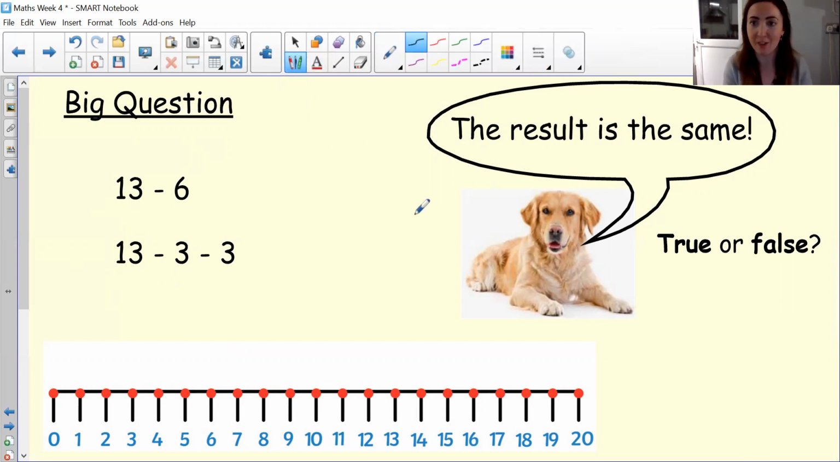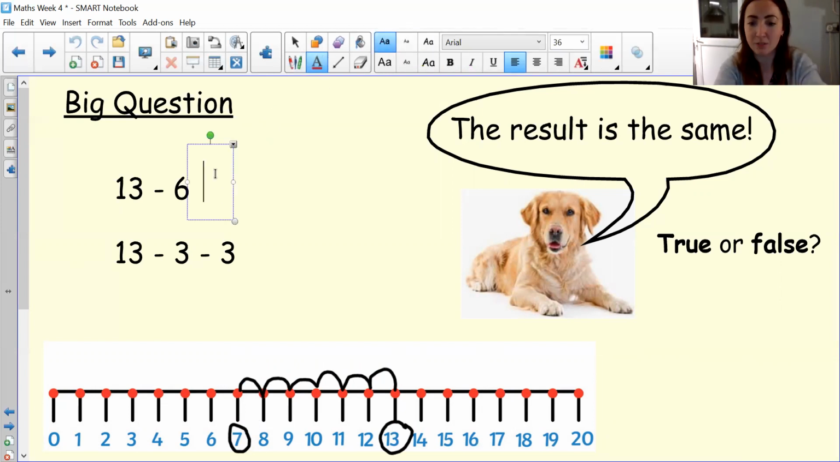Okay, shall we find out then? So 13 take away 6. Let's do that one first as it's the first number sentence. So we'll start on 13 and make 6 jumps back. 1, 2, 3, 4, 5, 6. Okay, so we have our answer to our first question. 13 take away 6 equals 7.